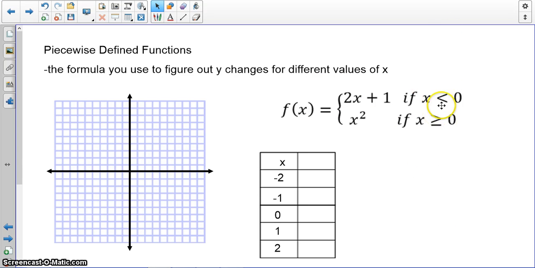That's the domain. So if the x's are less than 0, if you're in that part, well, then use 2x plus 1. If you're in the other part, you use x squared. So let's just do that.